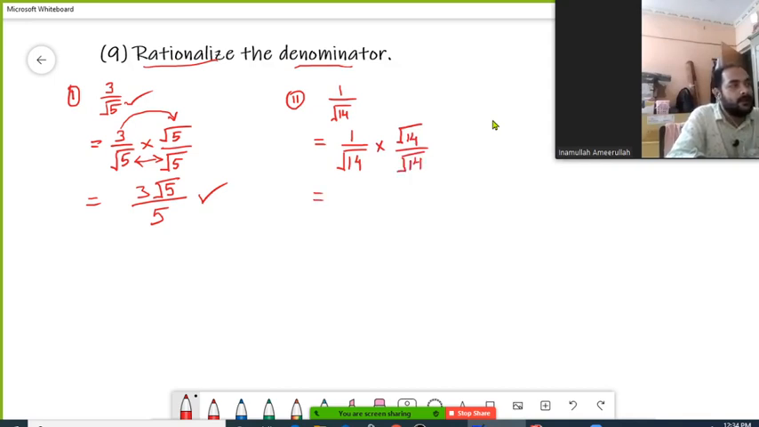When you multiply, 1 into root 14 will remain as root 14. And when you multiply root 14 and root 14 in the denominator, this will give you 14. And this is your final answer. That's all.